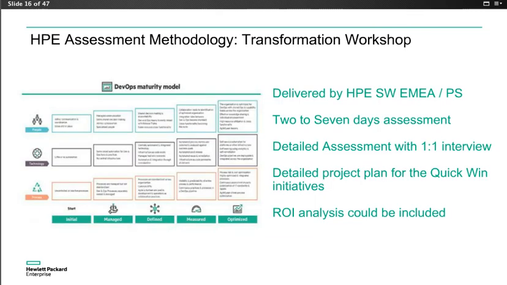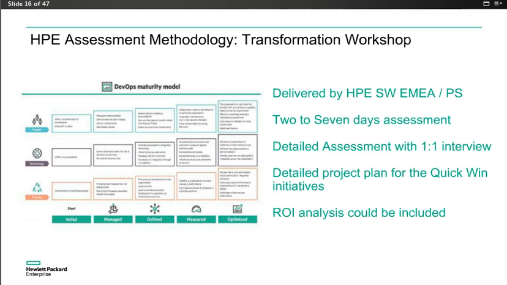Yeah, and the transformation workshop is the deepest analysis and assessment that we do. We focus this workshop on 3 main parts. The first is about people, their roles and their skills. The second part is technology, where we focus on what technology is in place and what technology is missing for the target status of DevOps.